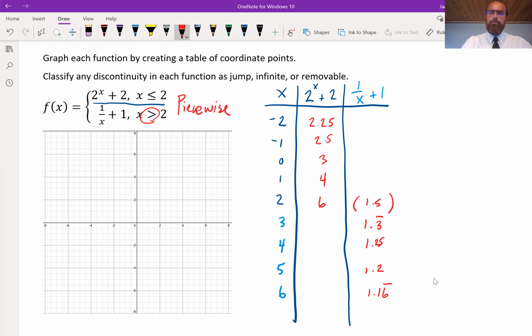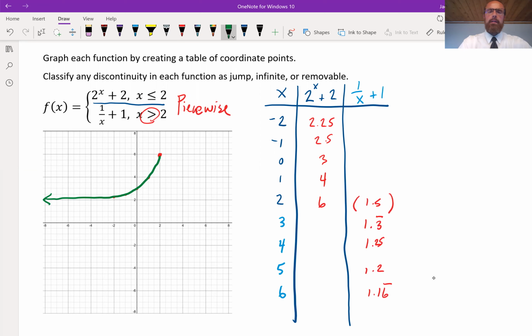So we'll graph those two pieces of the piecewise function. So -2 is at 2 1/4. -1 is at 2.5. 0 is at 3. 1 is at 4. And 2 is at 6. Now I'm going to emphasize that point on the right. We'll go ahead and graph this. So no arrow there on the right. There is an arrow on the left.